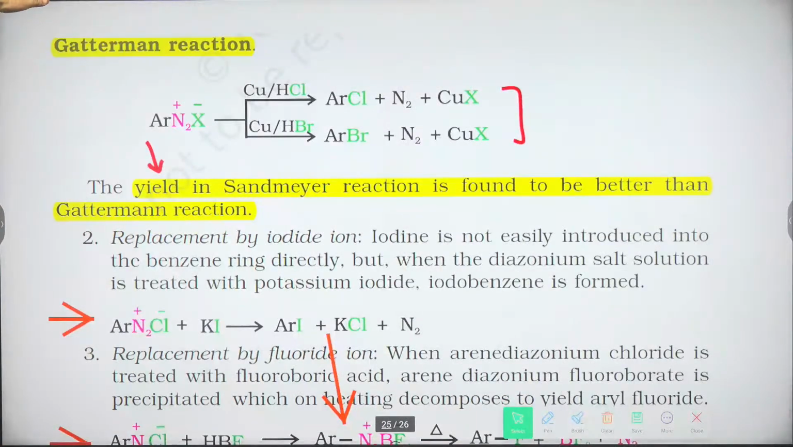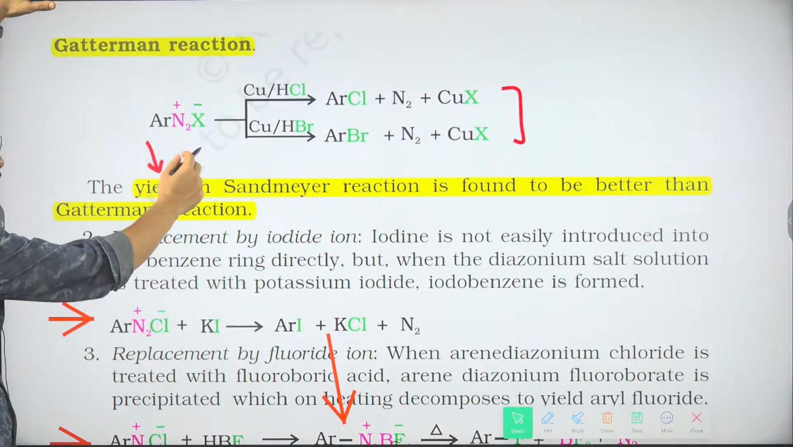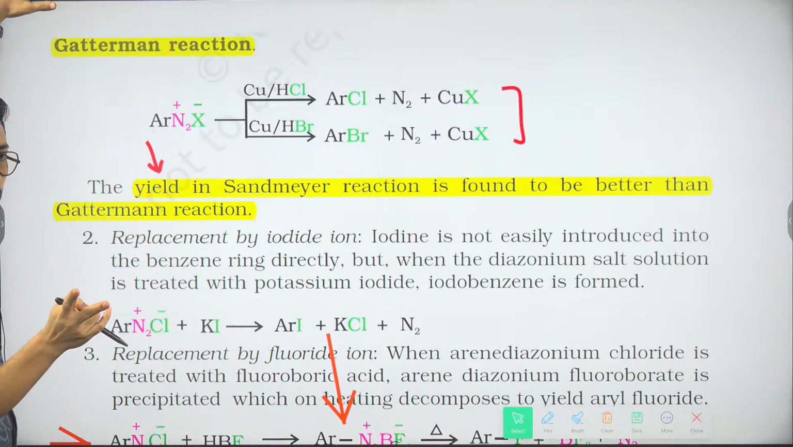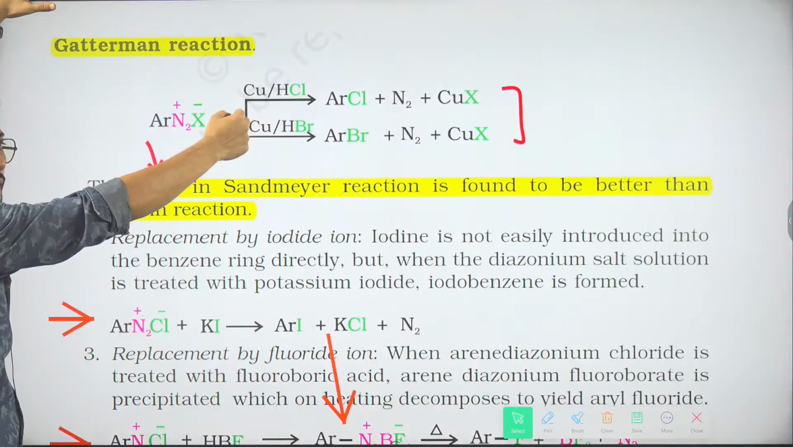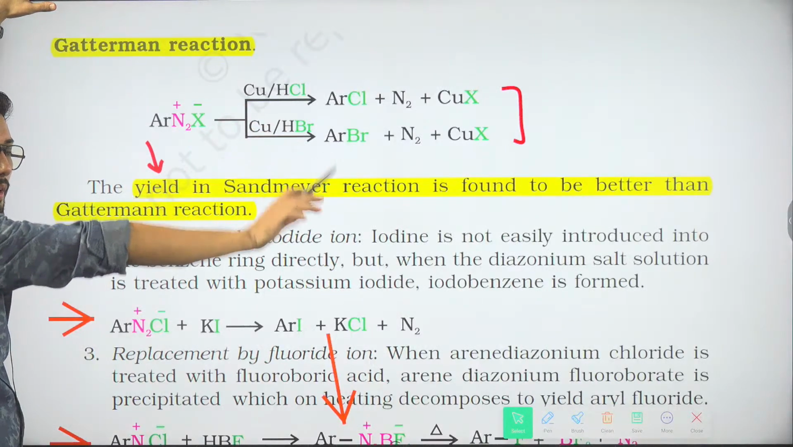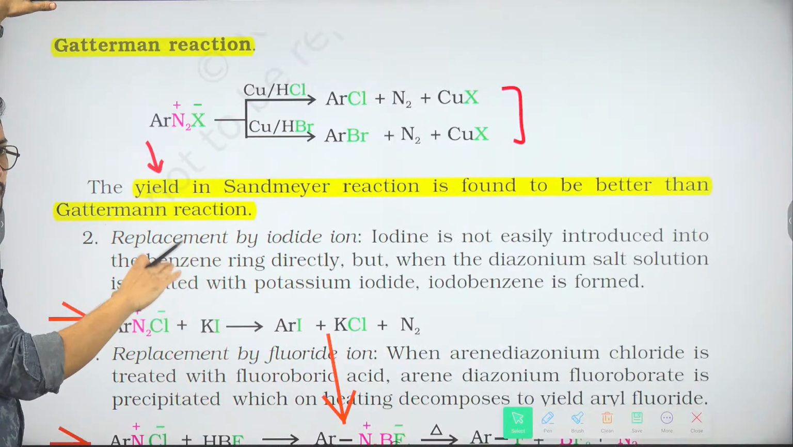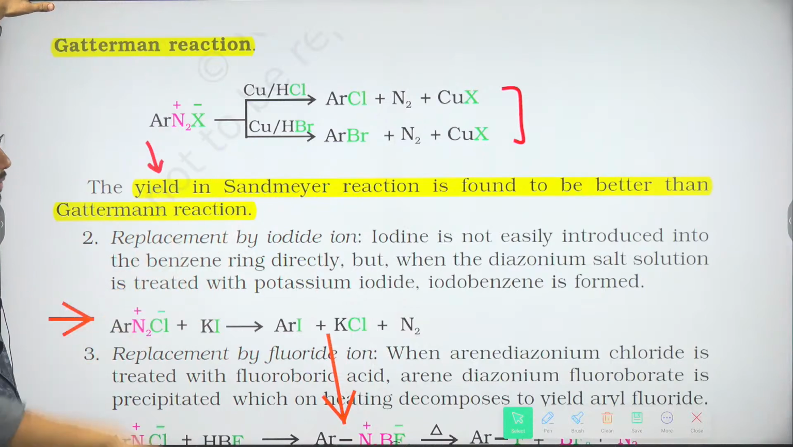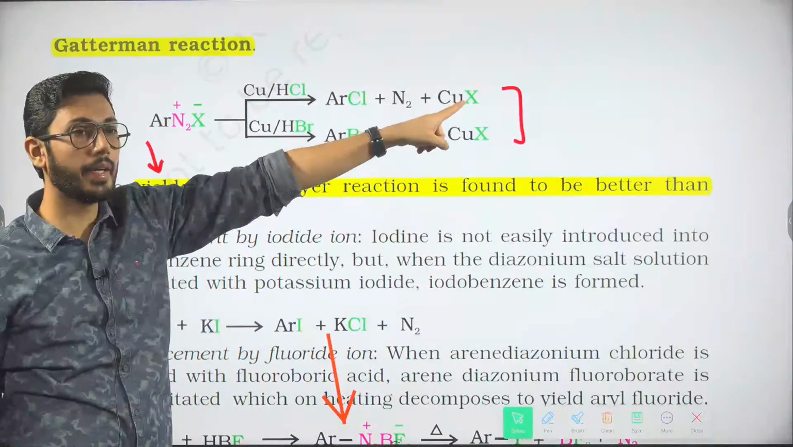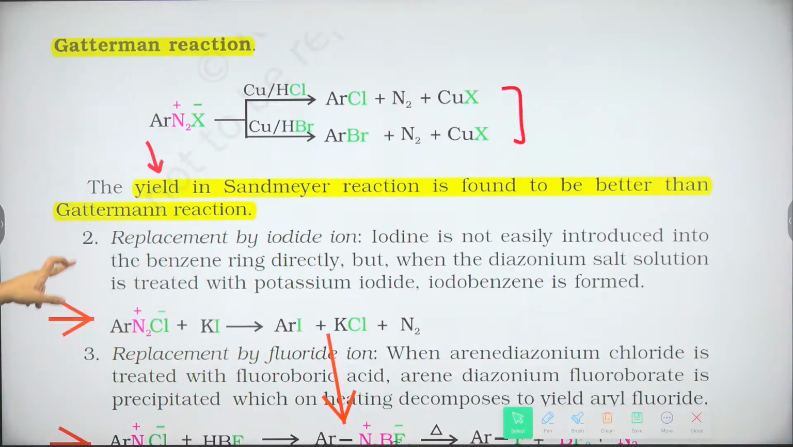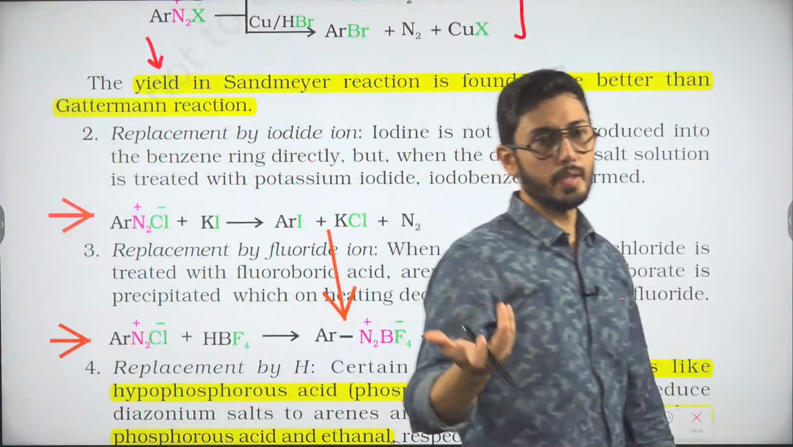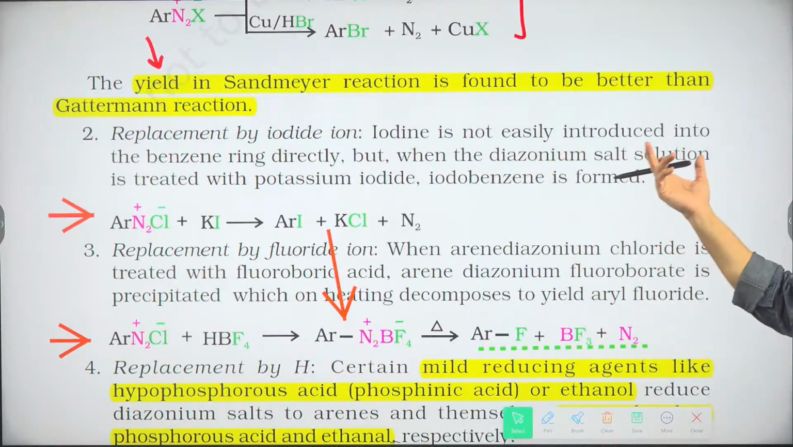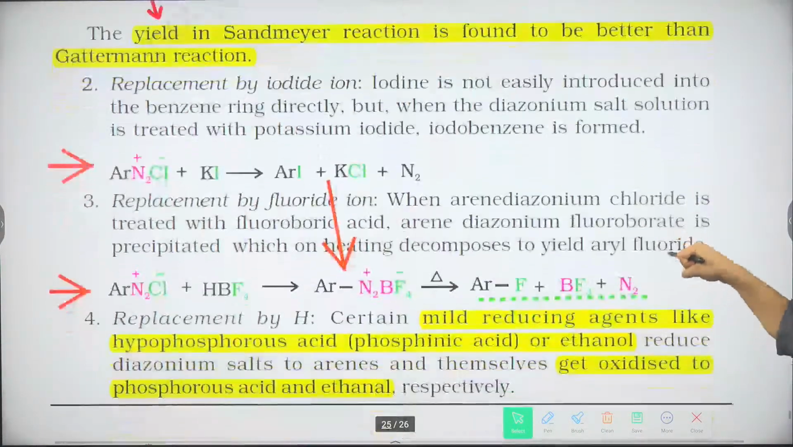Next one is the Gattermann reaction. In Gattermann reaction, again diazonium salt, but a slight change in the reagent. What is taken? Copper powder with HCl, copper powder with HBr. Products remain the same: chlorobenzene, bromobenzene, N2 gas evolves, and this X minus combines with Cu plus. Out of Sandmeyer and Gattermann, which is the better reagent? Sandmeyer is the better reaction because the yields mentioned are good in Sandmeyer.